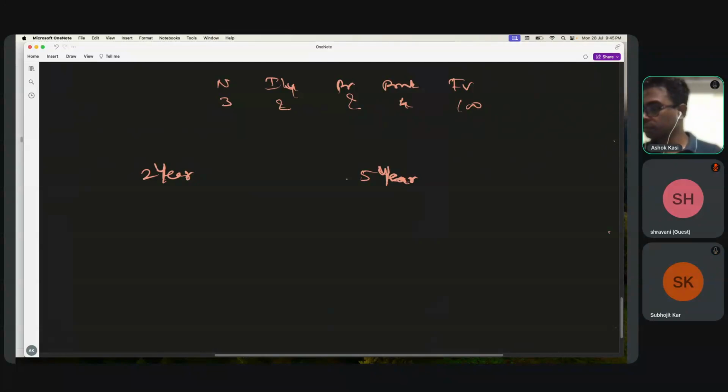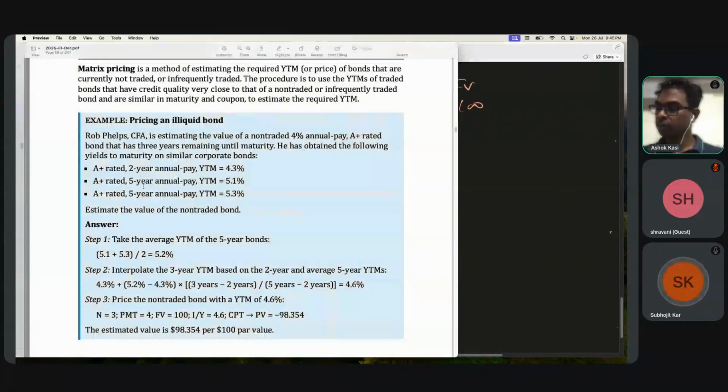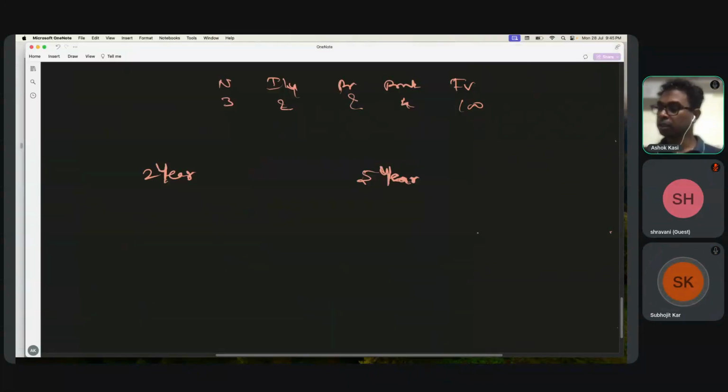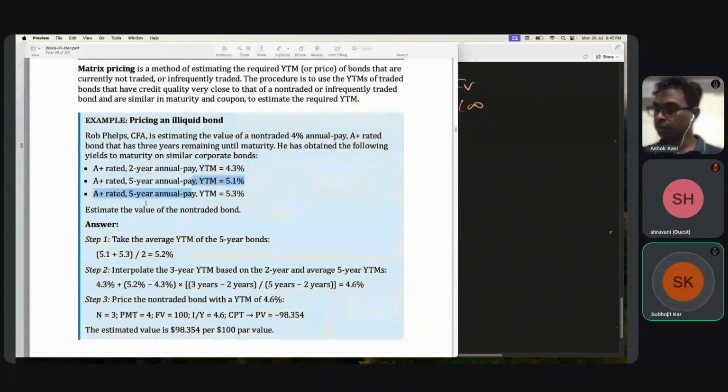So why did we take these two combinations? These two combinations are the only ones available in the market. Based on this, I have to calculate for 3 years. And the other 5-year one? See, because I have got two YTMs, I will take the average of these two.